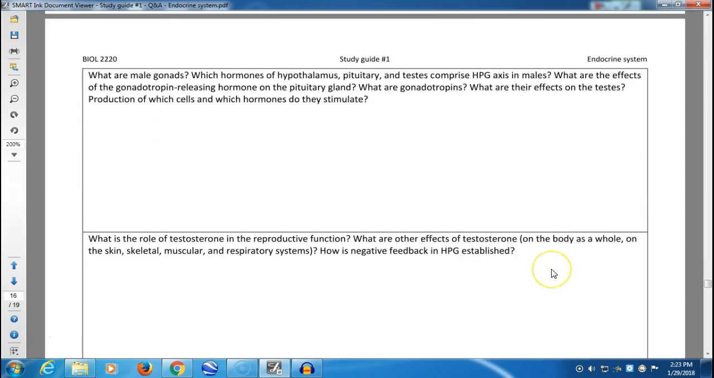Okay, now gonadal hormones. Focus on males in terms of the regulation. The hypothalamus produces gonadotropin-releasing hormone. What does the pituitary produce?